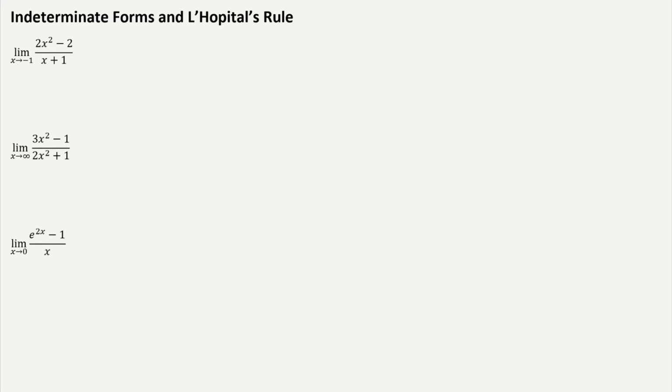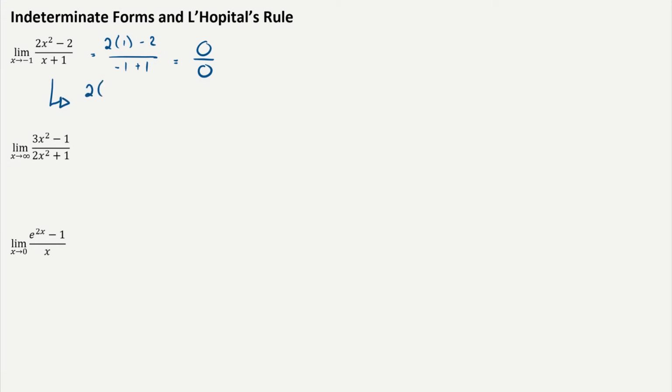So we have this limit as x approaches -1. And if I try direct substitution, because that's what we always try first, we get 2 times 1 minus 2 over -1 plus 1, which is 0 over 0. And that's a problem, okay? We said we don't know what that answer is. So we can use algebraic techniques to try and simplify this.